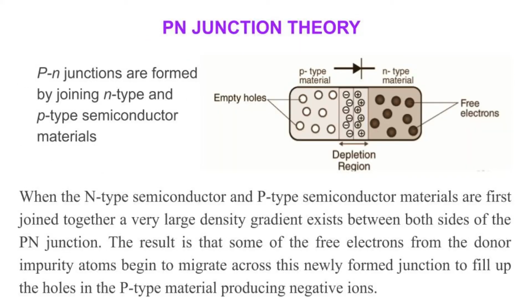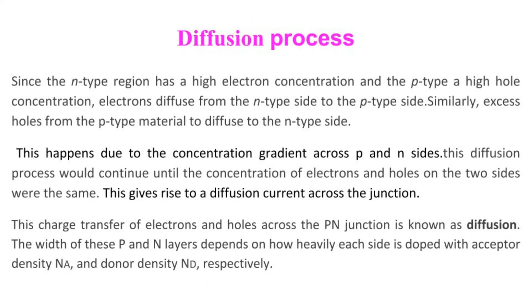So let us see p-n junction theory. We can clearly understand that p-n junctions are formed by joining n-type and p-type semiconductor materials. When the n-type and p-type semiconductor materials are first joined together, a very large density gradient exists between both sides of the p-n junction. As a result, some of the free electrons from the donor impurity atoms begin to migrate across the newly formed junction to fill up the holes in the p-type material, producing negative ions. You can understand this concept from the diagram.